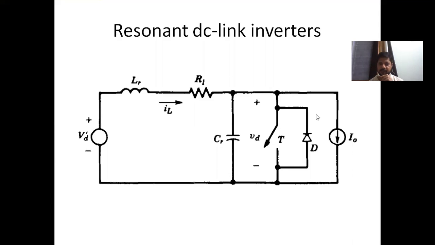Once resonance has been established, this switch and diode can be removed. In fact, if you have an inverter circuit here, the initial building up of current through LR can be done through the inverter switches itself, and this switch is not required.